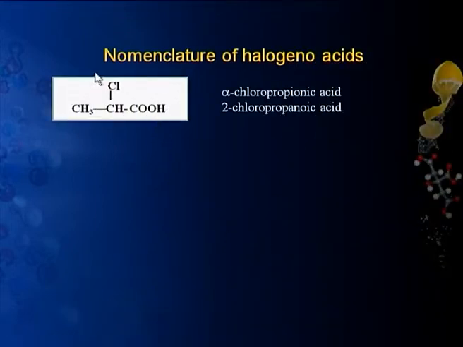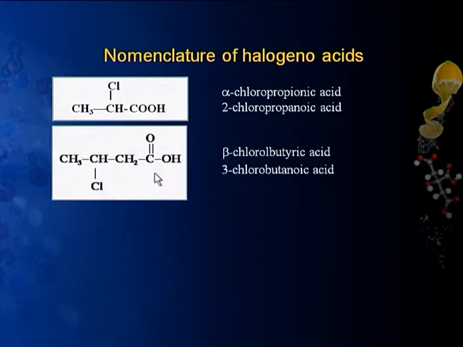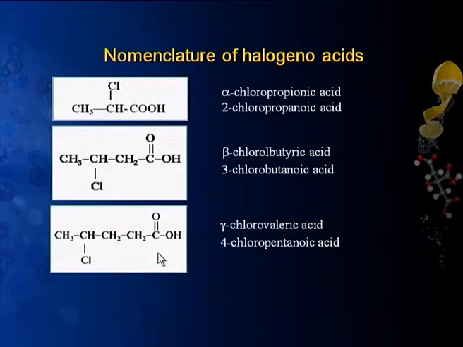Let us take some examples. This is a halogen substituted acid. There is a 3 carbon chain, so it is propanoic acid, and there is a chlorine present at carbon number 2. So, the IUPAC name for this compound is 2-chloropropanoic acid, whereas the common name will be alpha-chloropropionic acid. Similarly, this is a 4 carbon acid with chlorine at carbon number 3. So, it is 3-chlorobutanoic acid, or according to the common system this carbon is alpha, this is beta, so it is beta-chlorobutyric acid. There is a 5 carbon acid having chlorine at the 4 position. So, it is 4-chloropentanoic acid or gamma-chlorovaleric acid.